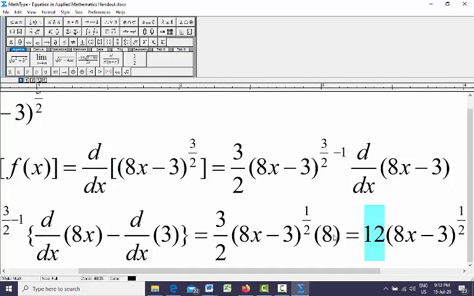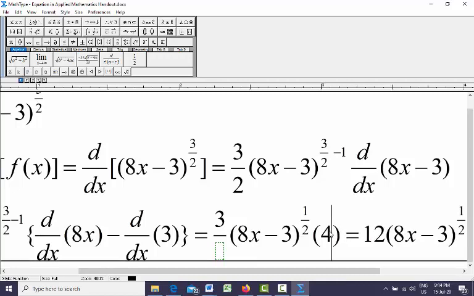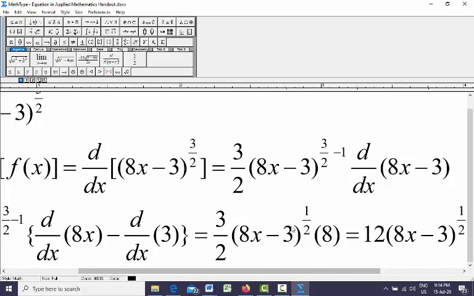I'm saying again, if you apply cancellation between 8 and 2, that means if you divide 8 by 2, you get 4 here. If you multiply this 4 with this 3, you get 12. Right. So then 12 multiplied by 8x minus 3 power half.